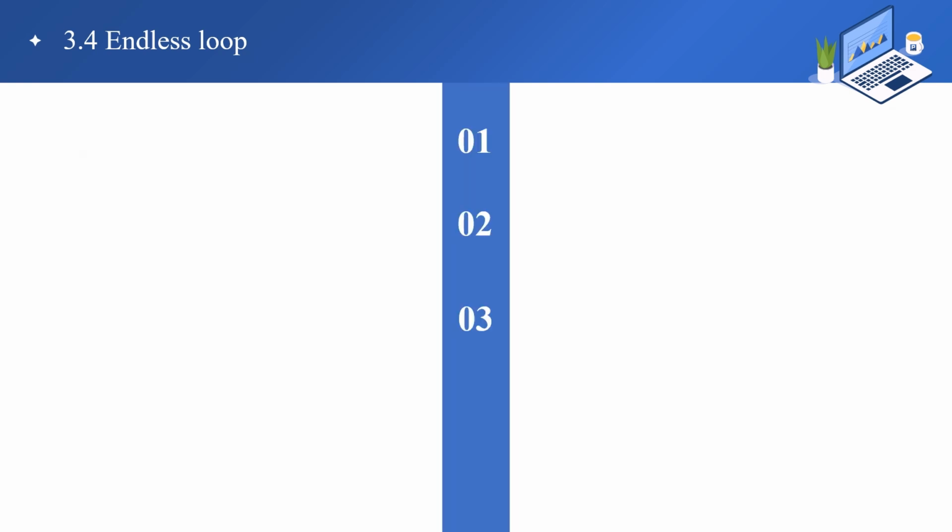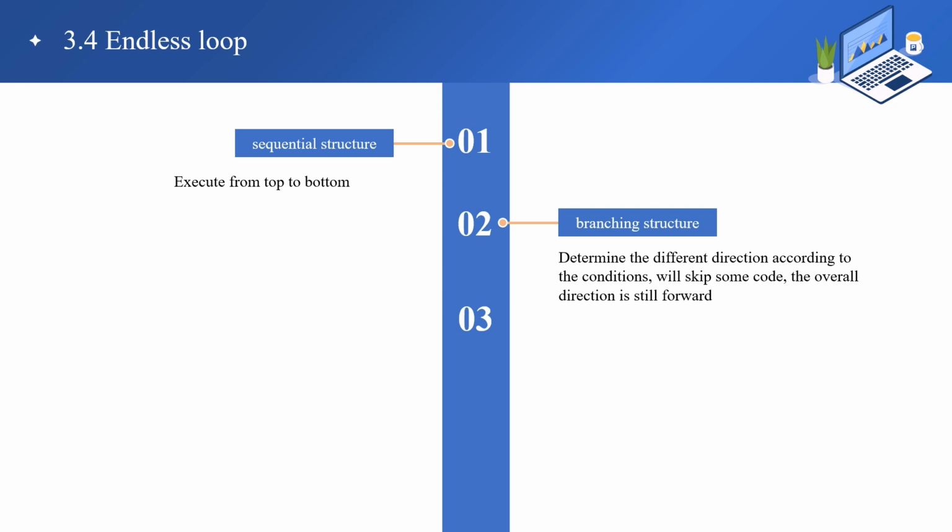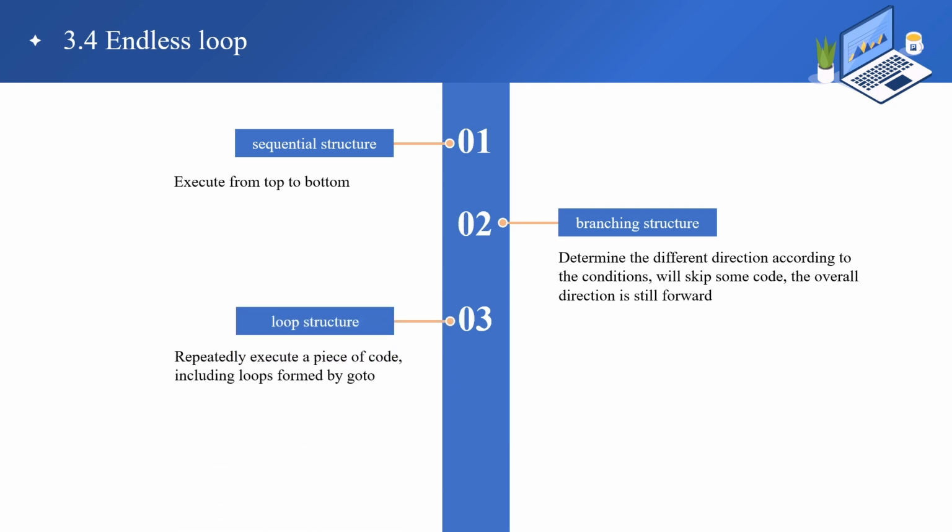Up to now, we have known several structures to control the flow of program. The first is sequential structure, which is executed from top to bottom. The second is branching structure, which determines the different direction according to the conditions, and will skip some code. The overall direction is still forward. The third is loop structure, which will repeatedly execute a piece of code, including loops formed by goto. If we do not consider the function call, we can say that all programming languages have only such a few process structures. We have learned them all.